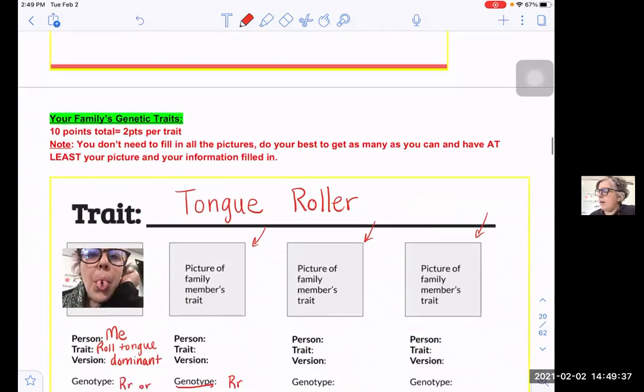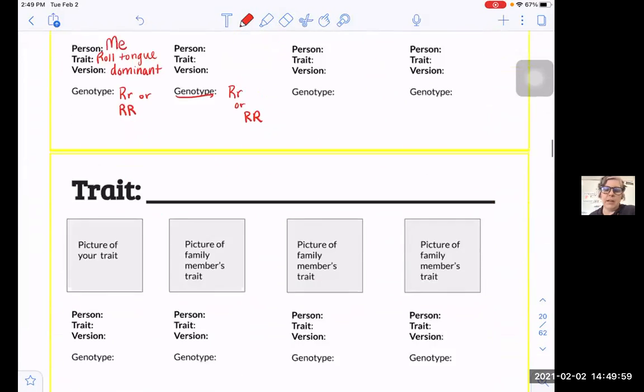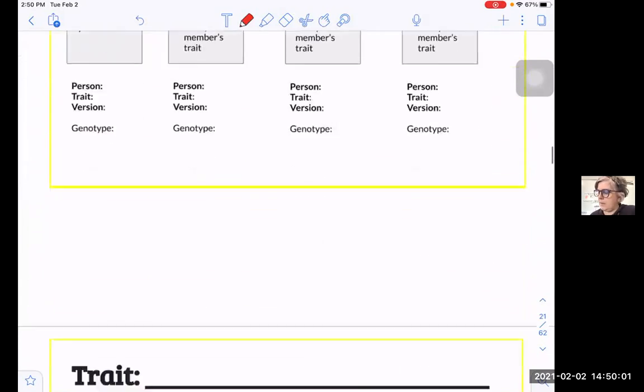So if you need help on this assignment, I'm just going to say again, come to office hours or ask at the end of the hour today, and we can get you some help on how to do this. And at the very minimum, we want you to do just your traits. This is a 10-point assignment, so you get 2 points for every trait that you do. There are 5 traits we asked you to pick.